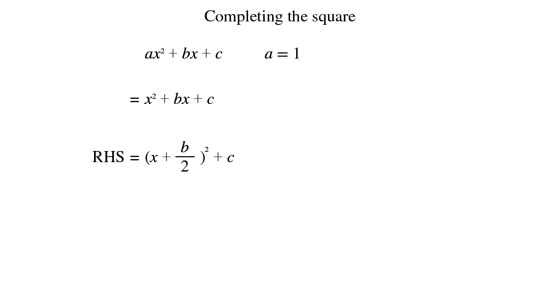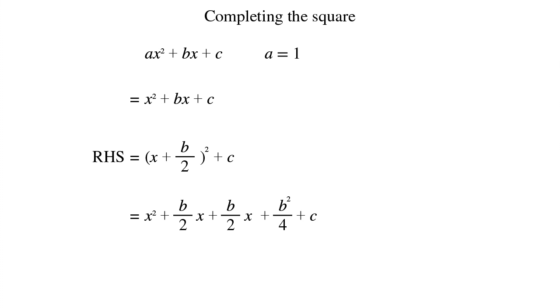So, what we have done here is attempt to write the first part of the quadratic as a square. However, at the moment the two sides are not equal. To see this, we'll multiply out the bracket using the FOIL method discussed in a previous video. So we have that x plus b over 2 all squared plus c equals x squared plus b over 2x plus b over 2x plus b squared over 4 plus c.